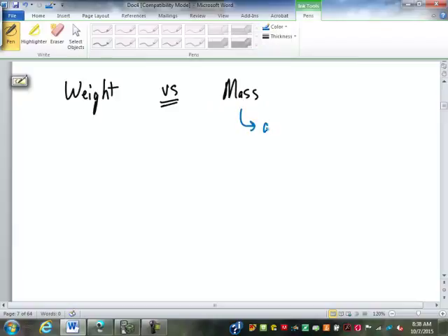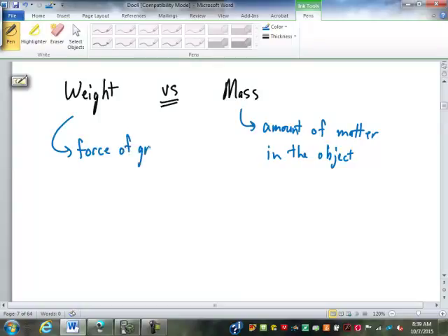Mass is the amount of matter in an object. The mass of an object will be the same whether it's on the Earth, on the Moon, on Mars, on Jupiter, wherever you go. It has the same amount of material in that object. Weight is the measurement of the force of gravity on the object.